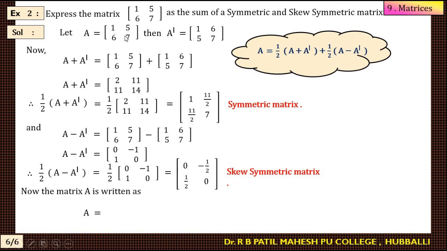So now A is written as A is equal to the A matrix, this [1 5; 6 7] matrix, which is equivalent to the sum of these two. That means you have to write only in addition form. Substitute first half into A plus A dash, that is the symmetric matrix, plus the skew symmetric matrix, that is half into A minus A dash. Now just write it in the addition form. Don't add this. If you add, you will get the same matrix. We have to express it in the form of a sum of symmetric and skew symmetric.